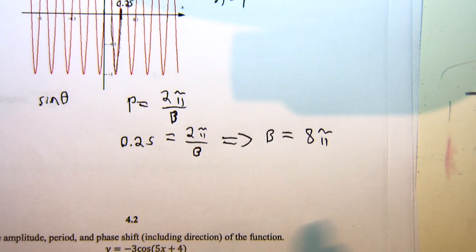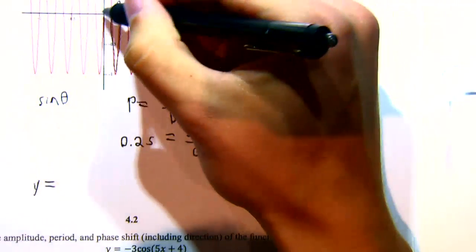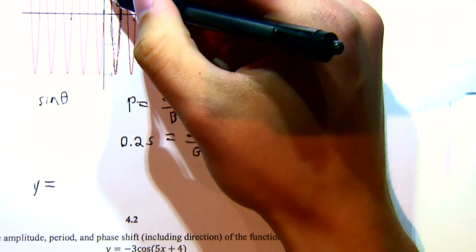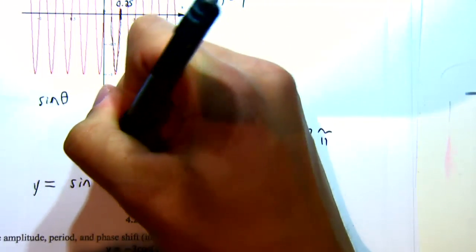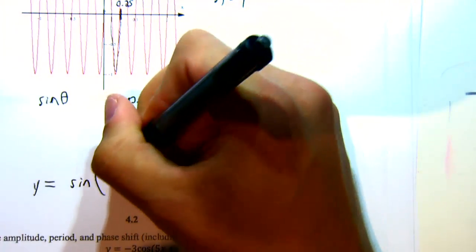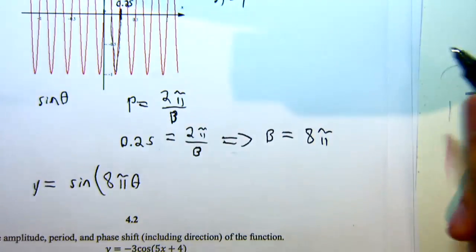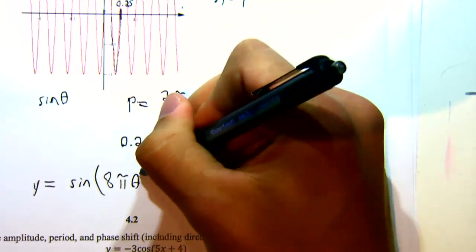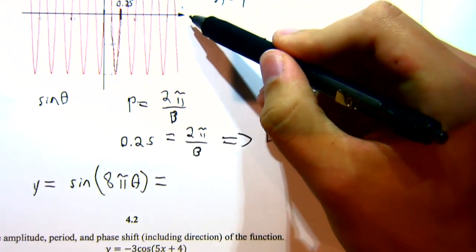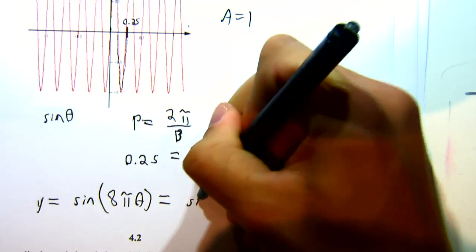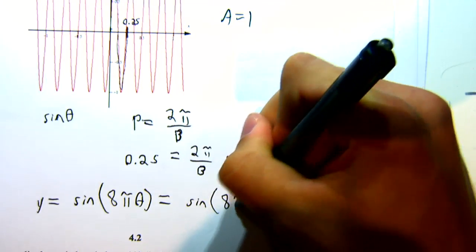So now knowing that, the amplitude hasn't been modified, it hasn't shifted up or down, hasn't shifted right, it just has a different period. So now we can just write the equation. It looks like a sine function, because the graph goes through the origin. So we get sine of 8 pi theta. Or, in this case, since we have an x value there, it would actually be sine 8 pi x.